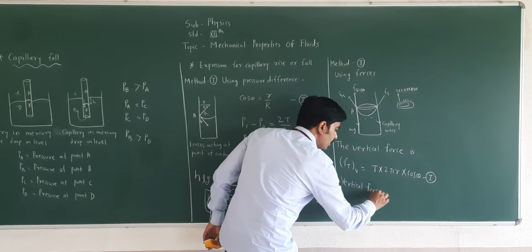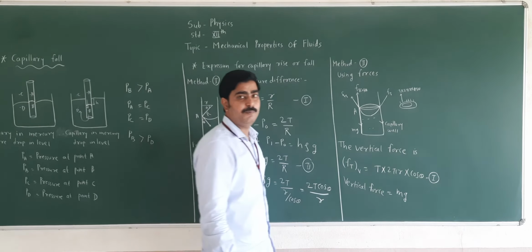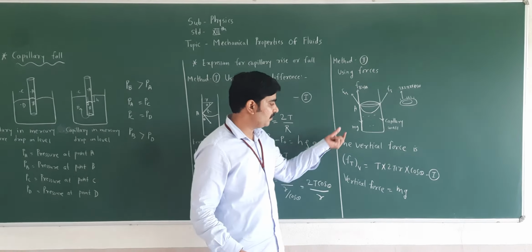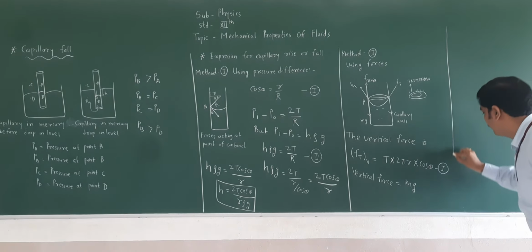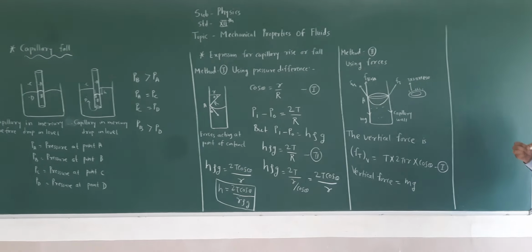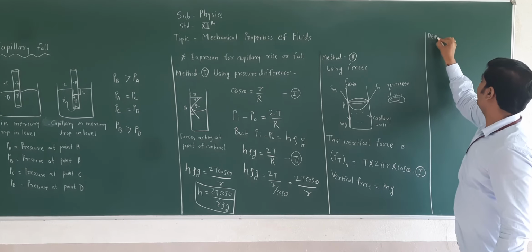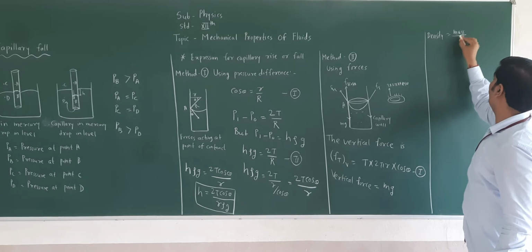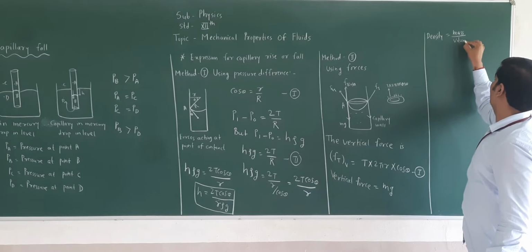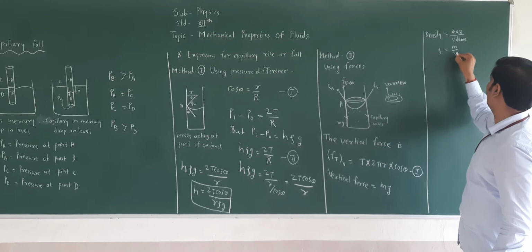Vertical force is equal to mg. This vertical force will be balanced with the weight mg. Okay, now we should use the formula for density. What is the formula for density? Density is equal to mass upon volume. So rho is equal to m upon v.